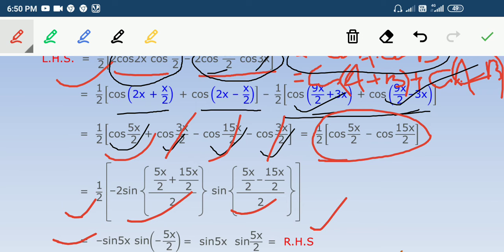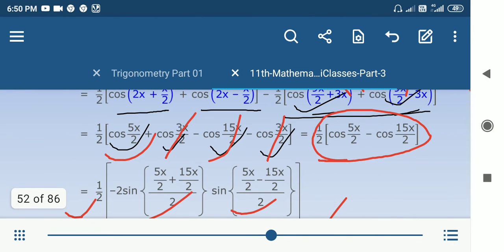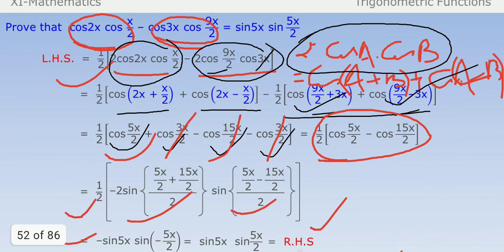Okay students, so this was the question. I think that it is very important. I wanted to make you understand, so I solved this question. The next question is, again, I have a next question.